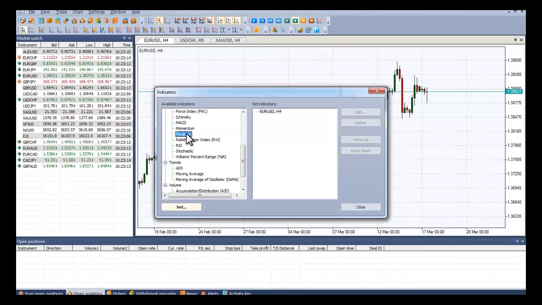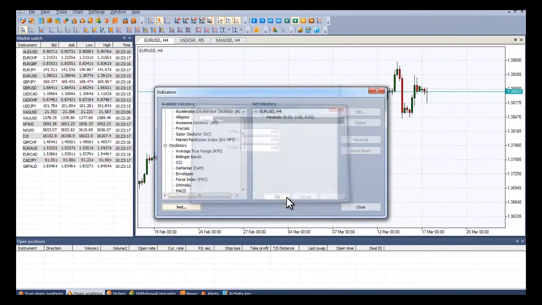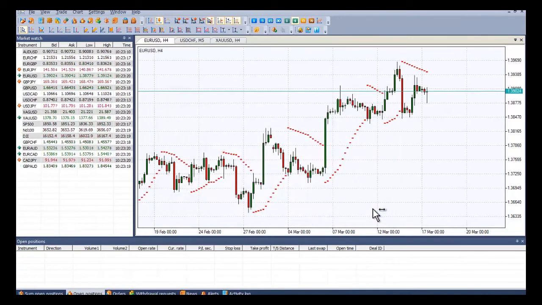Next we have the Parabolic indicator. Select it from the list, click Set, and there we go. This is another indicator developed by Wes Wilder, and this indicator is below prices when prices are rising and above prices when prices are falling. In this regard, the indicator stops and reverses when the price trend reverses and breaks above or below the indicator.